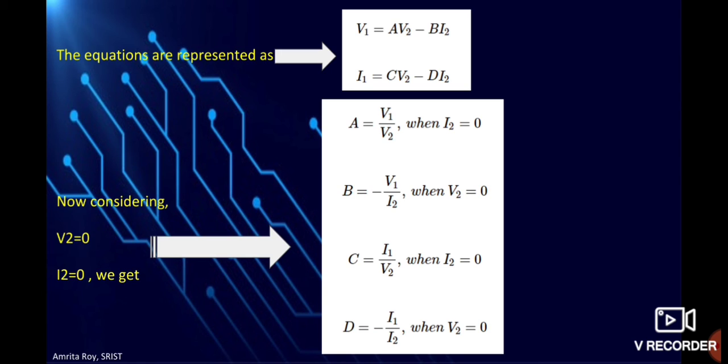Now in the first equation, if we substitute I2 equals 0, we will get the value of A, that is A equals V1 by V2. Now if we substitute V2 equals 0 in equation 1, we will get B equals minus V1 by I2. Similarly, if we substitute I2 equals 0 in the second equation, we will get C equals I1 divided by V2. Similarly, if we substitute V2 equals 0 in the second equation, we will get D equals minus I1 divided by I2.